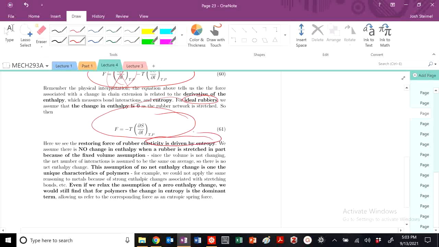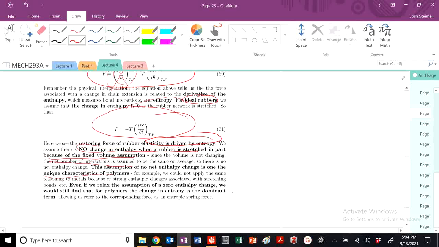So it's not very dissimilar to our crystalline metals and ceramic materials, or glassy amorphous materials as well. So we see here that we have an entropic spring restoring force that's going on here. We assume that there's no change in enthalpy when the rubber is stretched, but part of that is because of the fixed volume assumption. Volume's not changing, so the net number of reactions is constant. Again, it's the same thing we've been talking about. And this is very unique for polymers. It couldn't work for metals because of bond stretching, and actually it still dominates regardless.